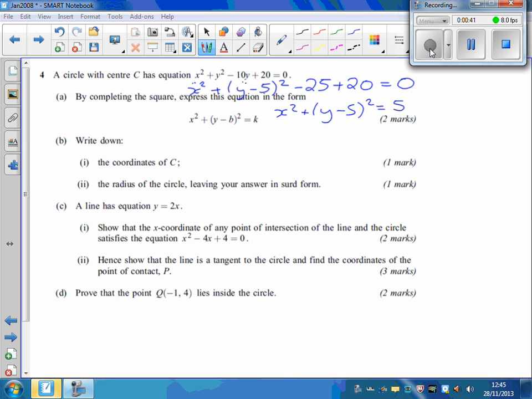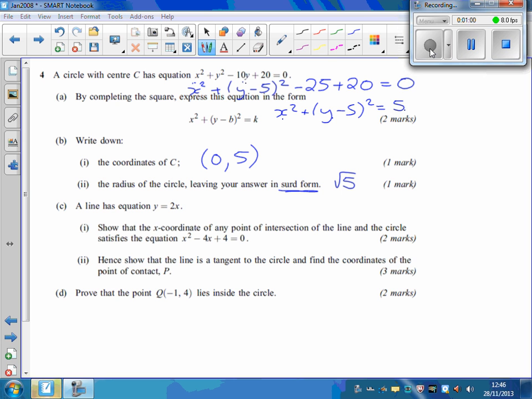That means that the coordinates of the centre are 0, putting a 0 there, and 5 for that bit there. And quite strangely, although it does give you a clue here, give it in surd form, the answer here is going to be that radius is root 5. Don't put 5 there by accident.